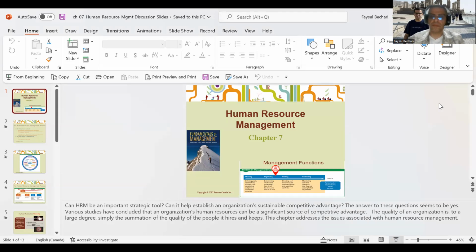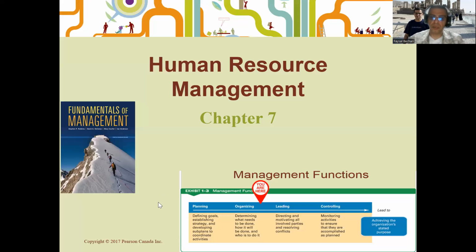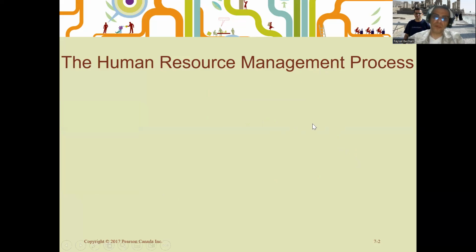Okay, human resource management. We're already done with the planning, and now we're in the field of organizing and leading. Here is where we are, and then we do the leading and controlling. So in the field of human resource management and management function, we need to know the human resource management process. What is that?